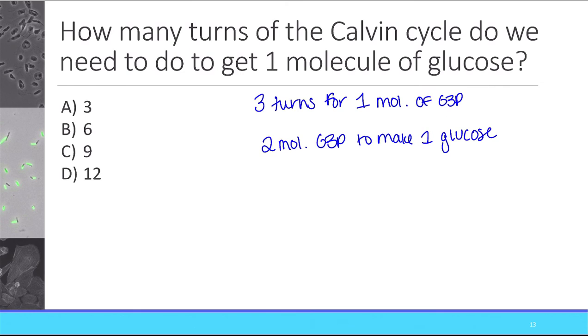So if we need 3 turns for 1 molecule of G3P, that means that we have to do that twice. So 3 times 2 is 6. Therefore, 6 turns of the Calvin cycle will get us 1 molecule of glucose.